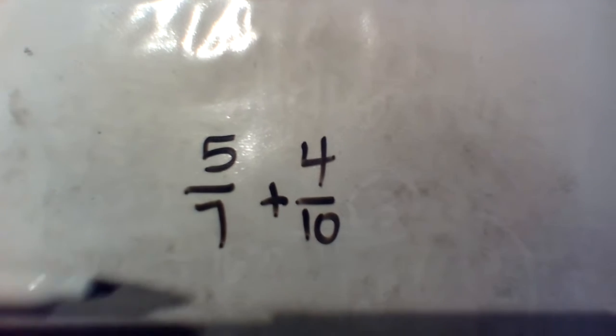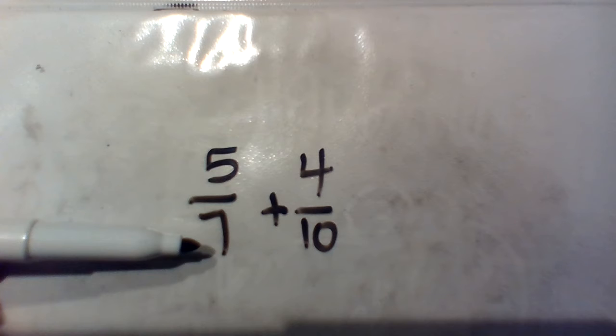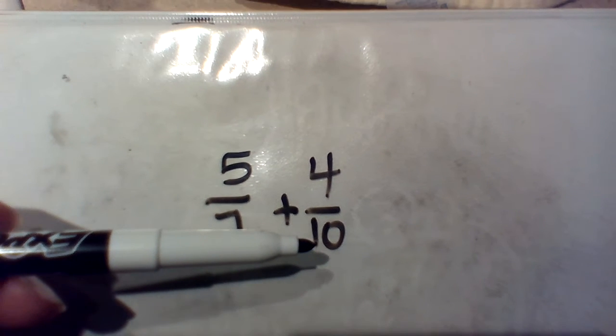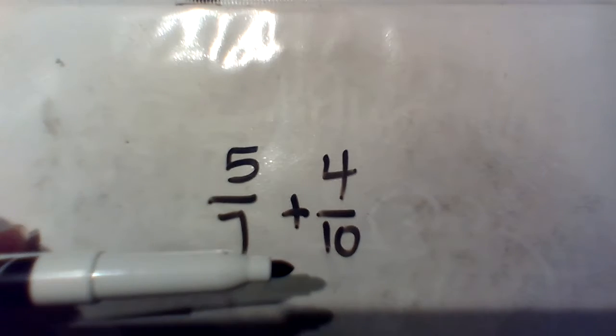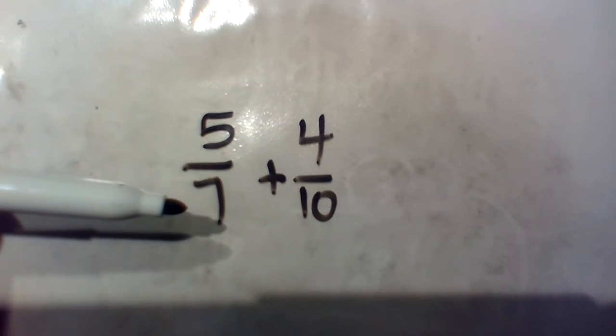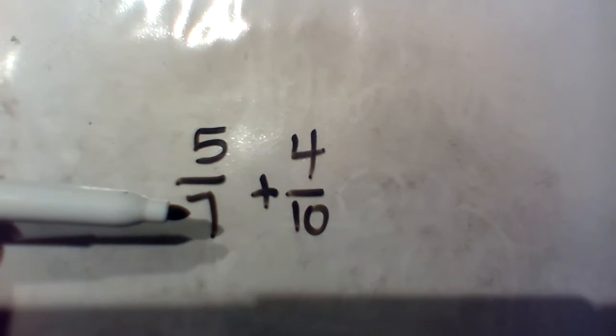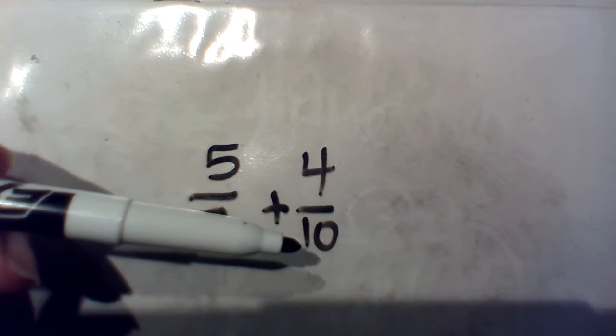Okay, so my fraction addition problem was 5/7 plus 4/10. Remember, I need to have a common denominator. 7 is a prime number, and my factors of 10 are 1, 2, 5, and 10, right? And also, if I skip count by 7, I said 7 is a prime number. What I meant to say was when I'm using multiples, right? 7 is not a factor of 10. 1, 2, 5, and 10.